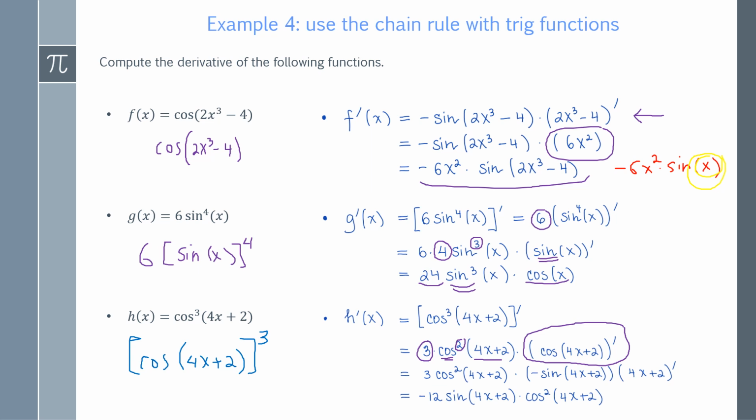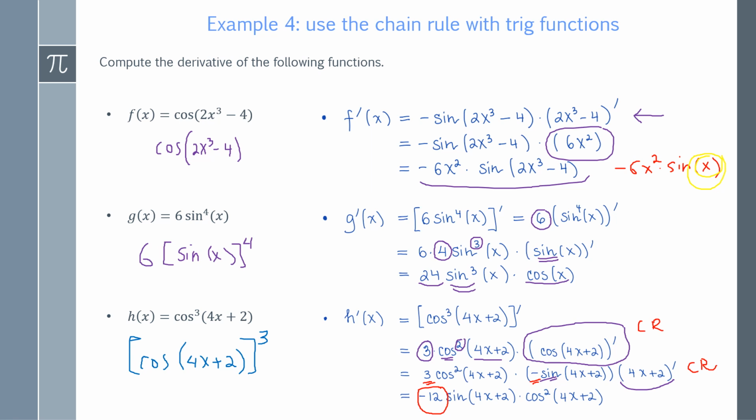So the derivative of cosine of 4x plus 2 would be negative sine, that's the derivative of cosine, of 4x plus 2 times the derivative of the inside, 4x plus 2. So we applied chain rule twice. We applied chain rule over here and over here. The derivative of 4x plus 2 is 4. So 4 times 3 and then times negative 1 over here. That's where negative 12 comes from.